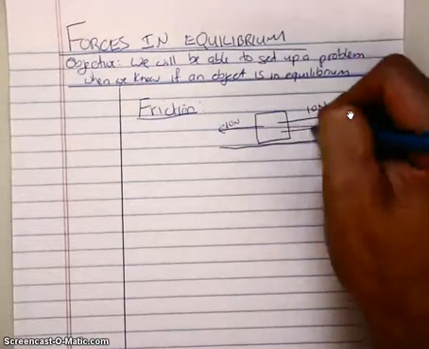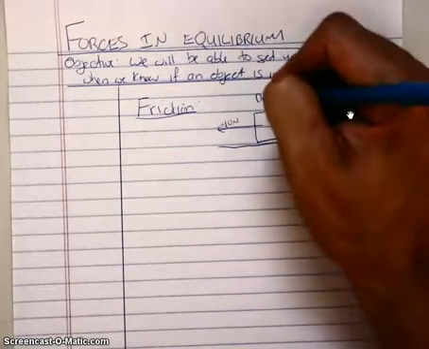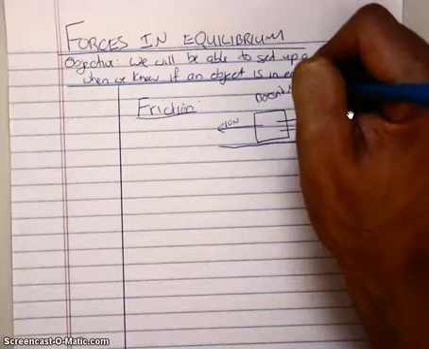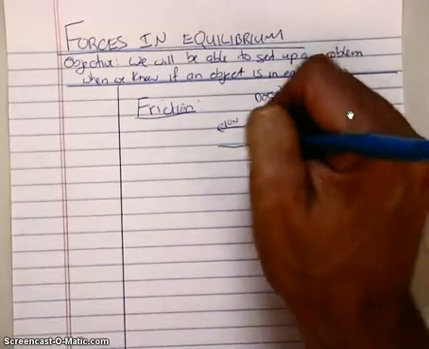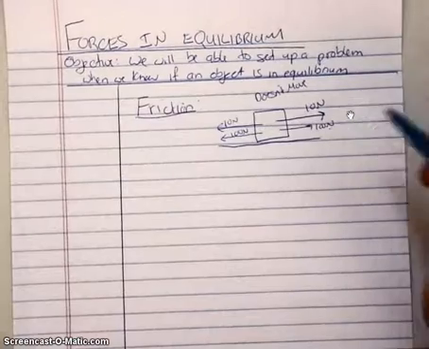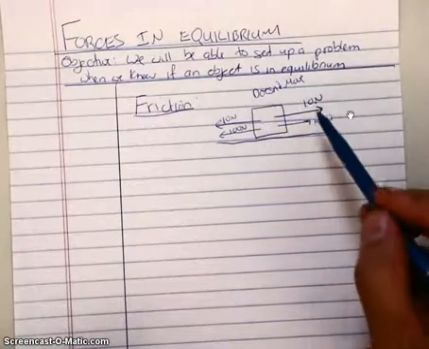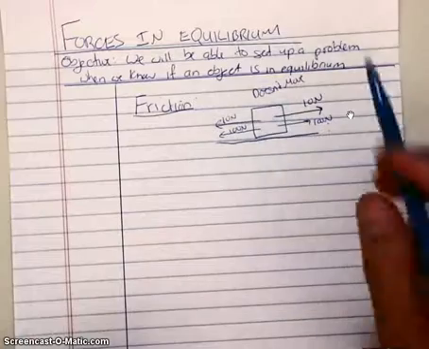If I push it with 100 newtons to the right, and it doesn't move, then the force of friction to the left is 100 newtons. Whatever we push with, if it doesn't move, those forces are in equilibrium. Whatever is on the right is the same thing on the left.